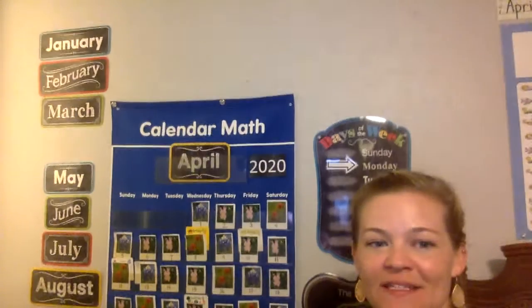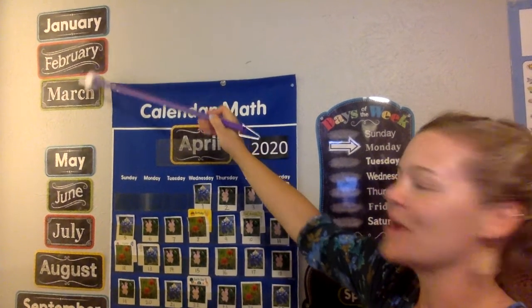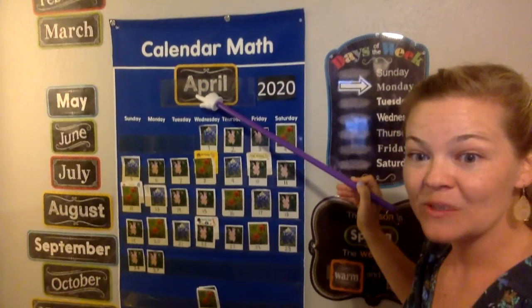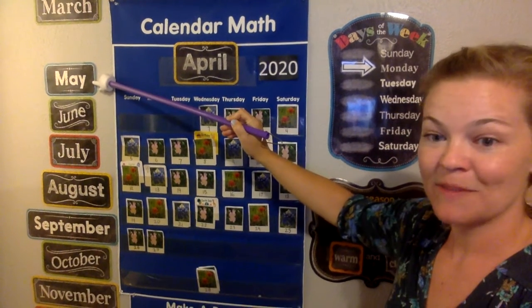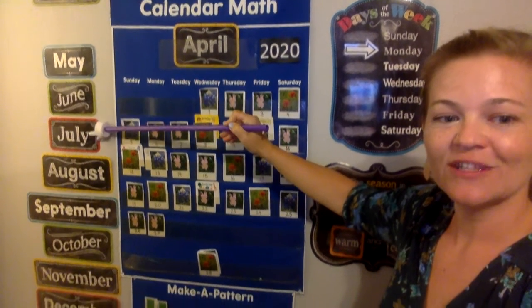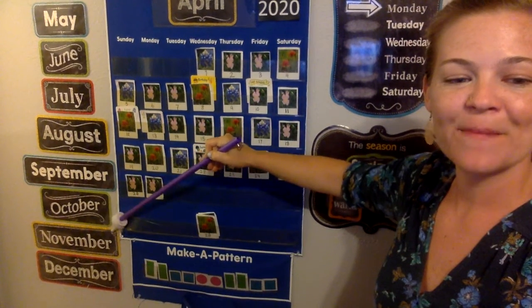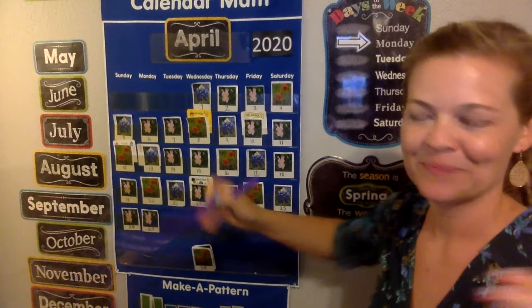Let's do the months of the year. Start up there at the top with January, February, March. This month is April, but only for a couple more days. It's the end of the month. And then May, so it's almost May. June, July, August, September, October, November, and December. Last month of the year is December.